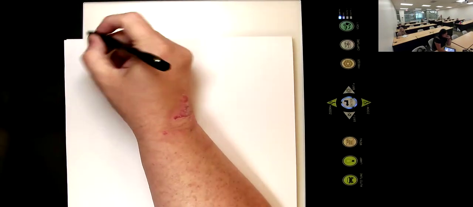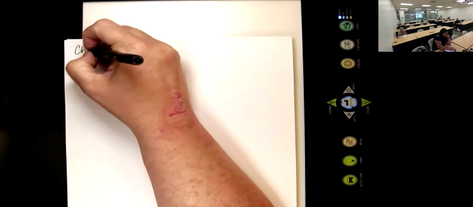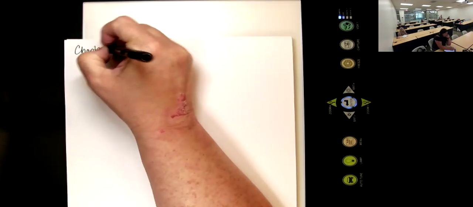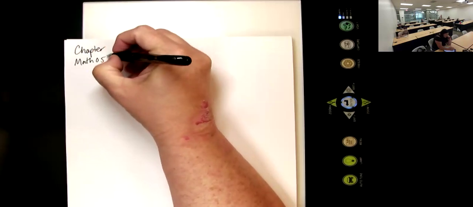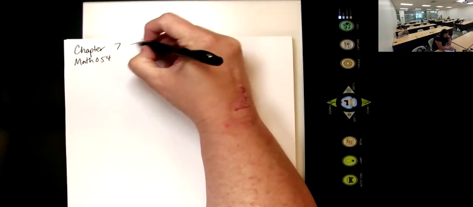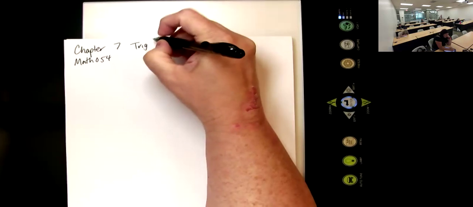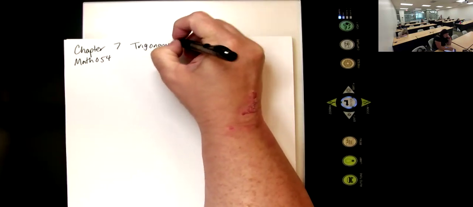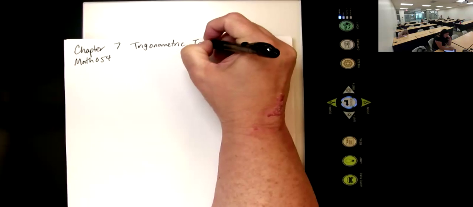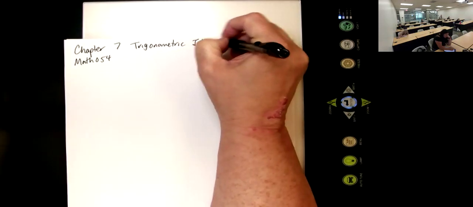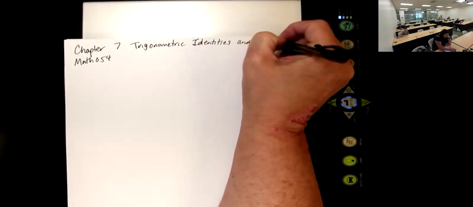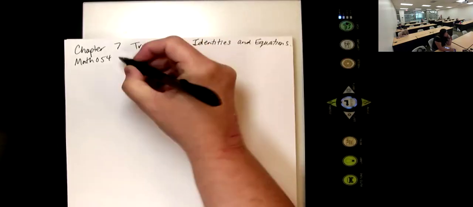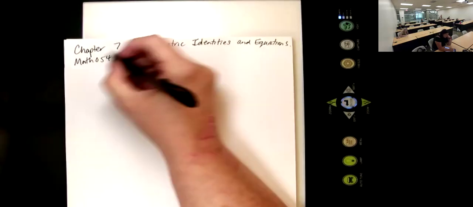7.1, we're doing 2 sections today. Let's talk about what chapter 7 is in general. This is math 54. Chapter 7 is on trigonometric identities and equations. And 7.1 is on the fundamental identities.